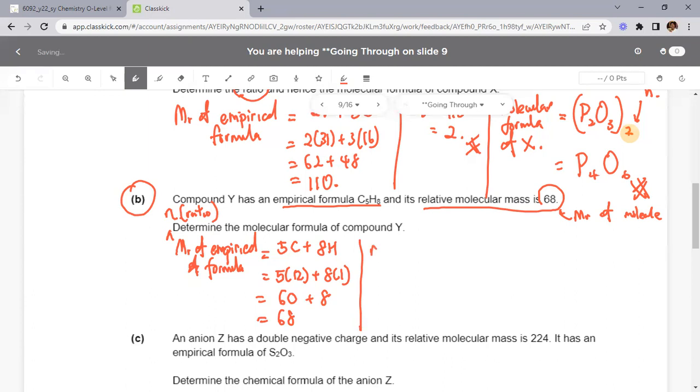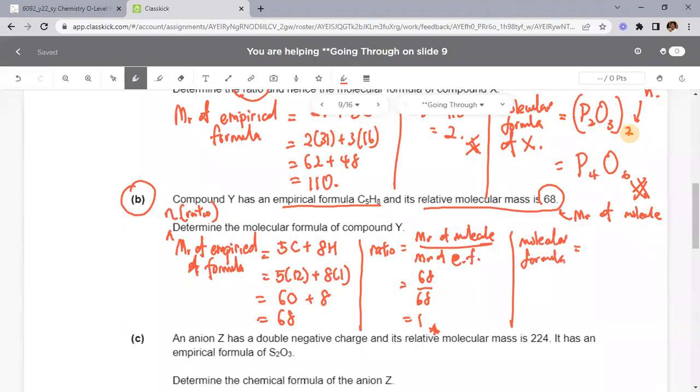Then the next one is to find the ratio. So the ratio is to take the MR of the molecule divided by the MR of the empirical formula. I'm just going to write empirical formula, EF. You realize it's 68 over 68. Therefore, I get 1. Hence, the molecular formula.